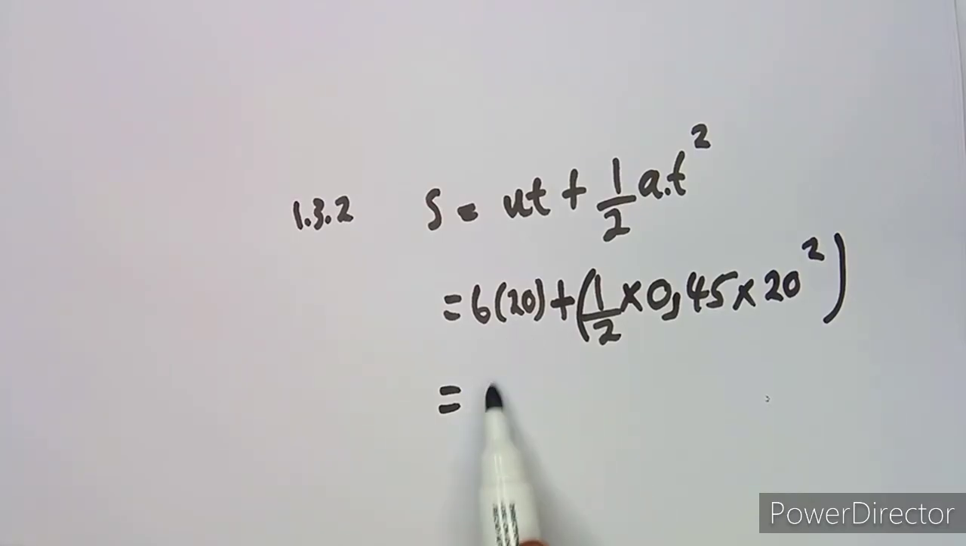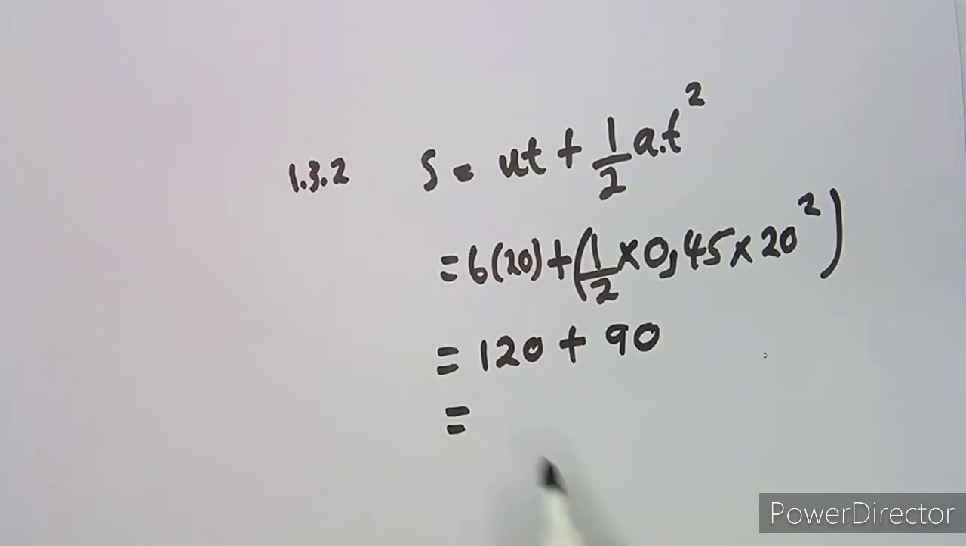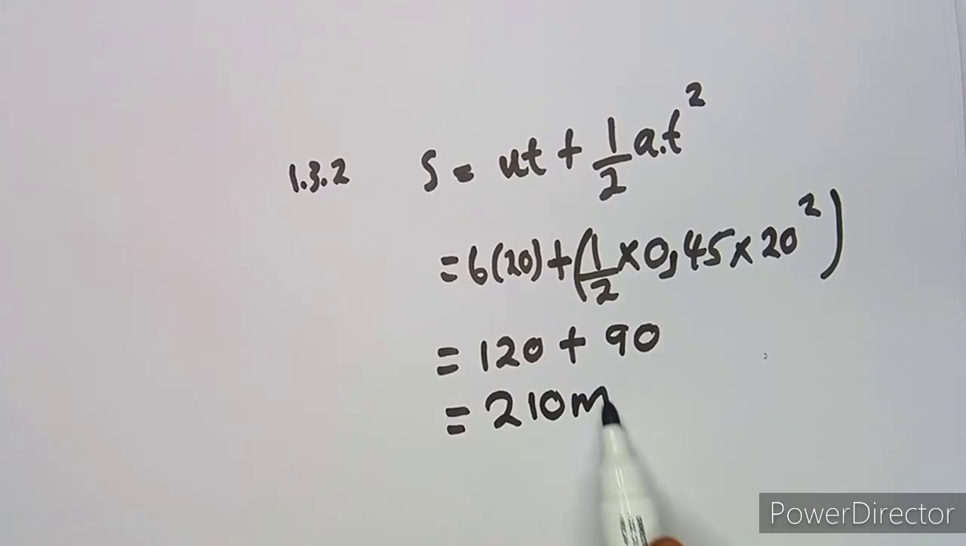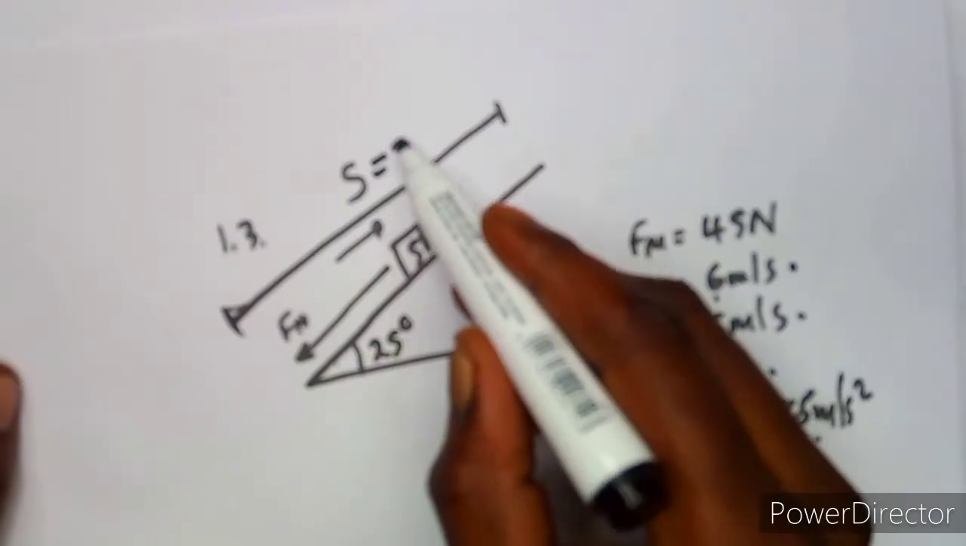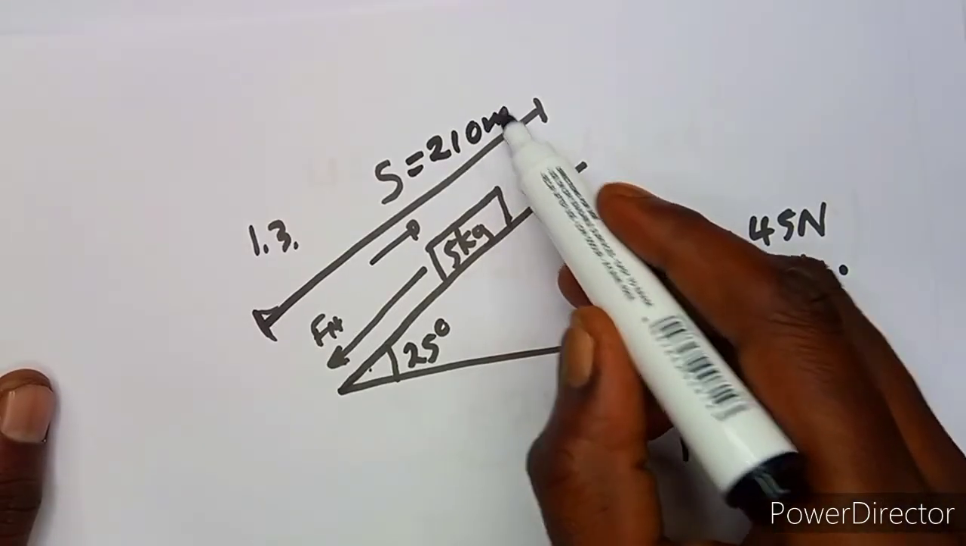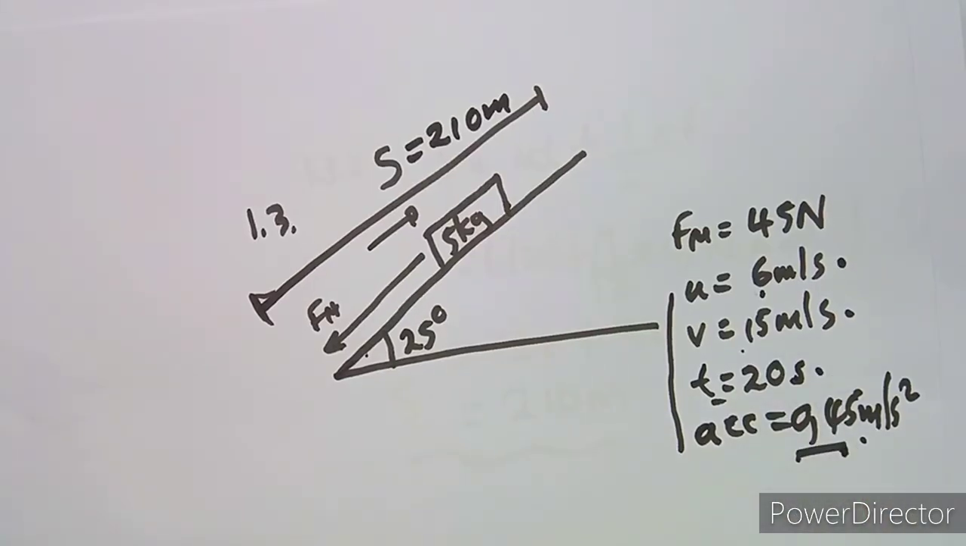If you simplify this part, you're going to obtain 120 plus, for this part, 90. Then let's combine. We are going to have 210 meters. So this was the distance which was traveled here. So this S is actually 210 meters. Okay, I hope it's clear now. 210 meters, like that. That is our S, which was the distance traveled in between the time frame that we are given there.